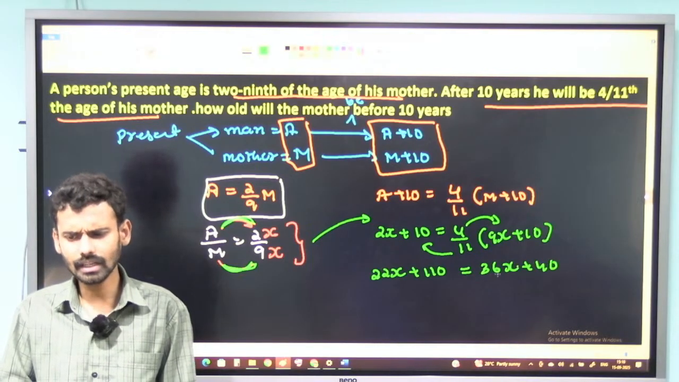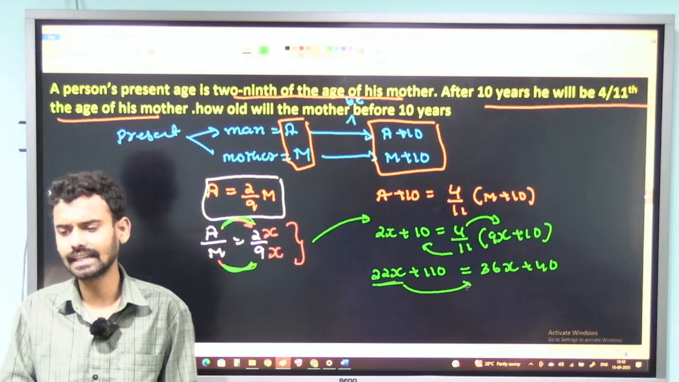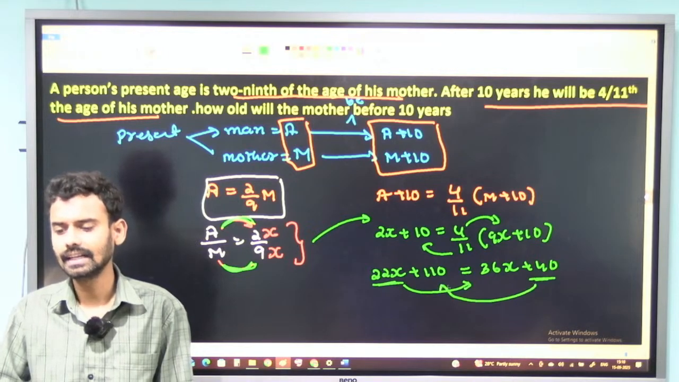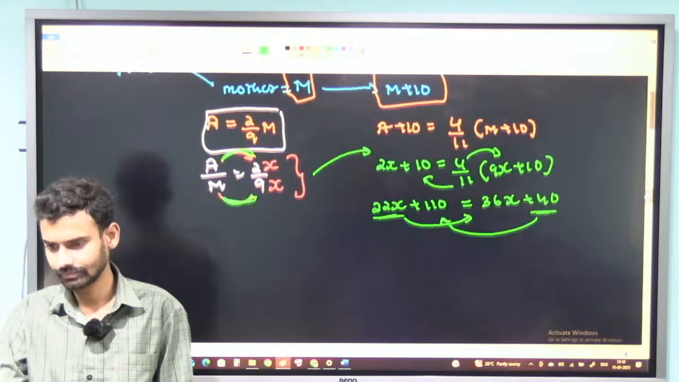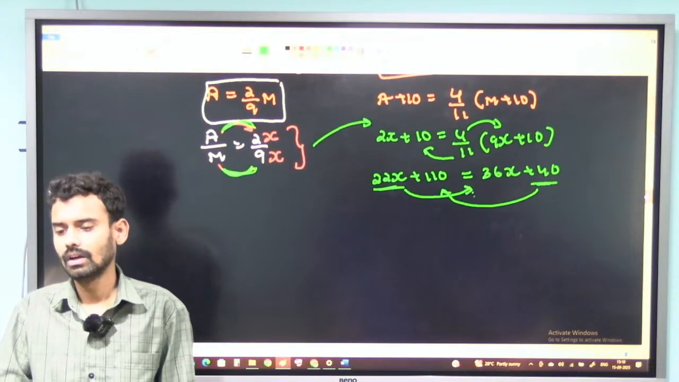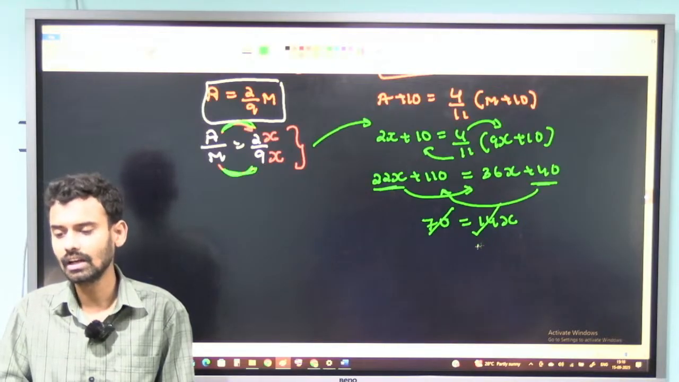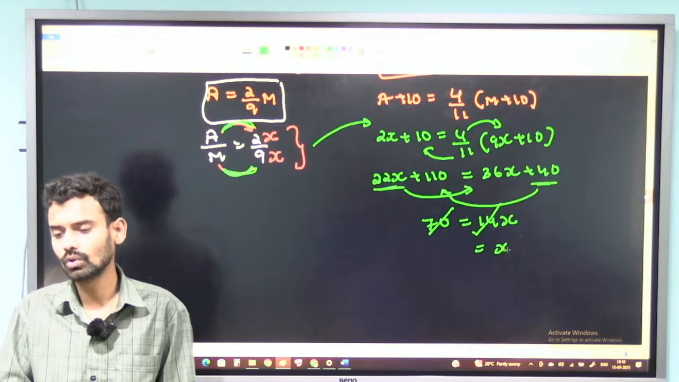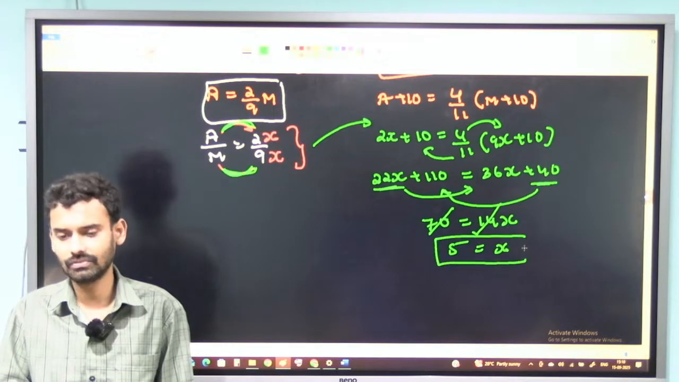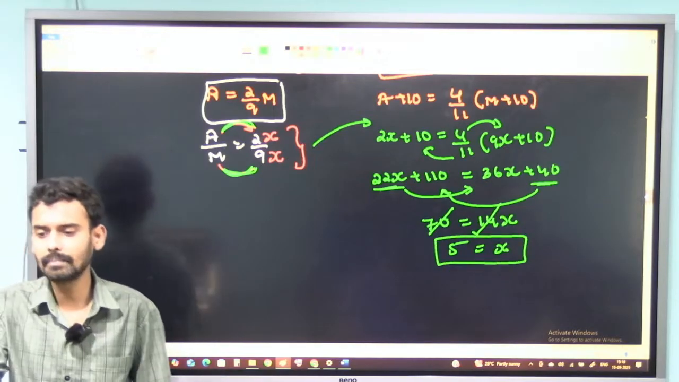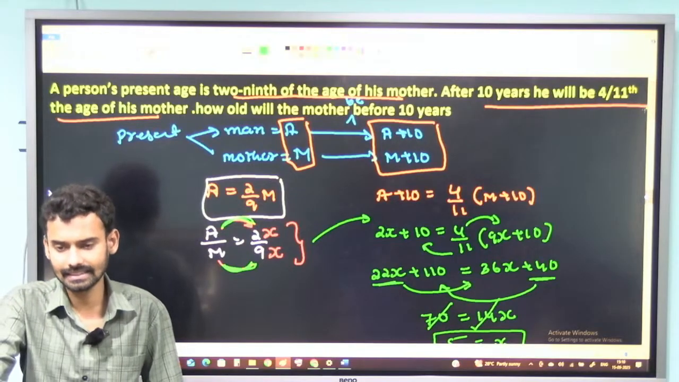40. Now 22x, take it to this side, and 40, take it to this side, I will get 110 minus 40 will be 70 is equal to 36x minus 22x will be 14x. Now if I cancel, in the 14 times table, 14 fives are 70, so I will be getting the x value as 5. Now let us get back to the question and check what is the question asking for.